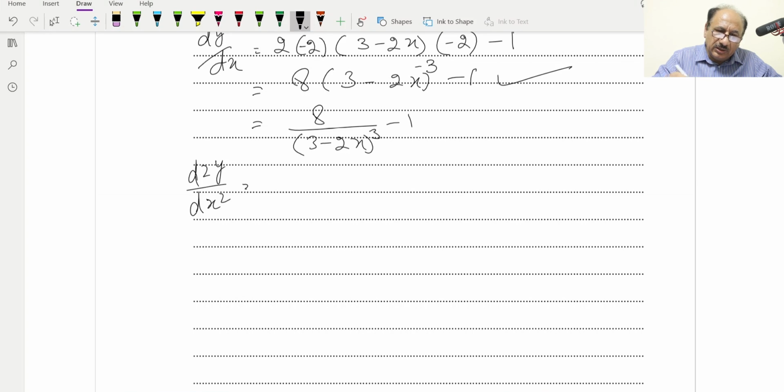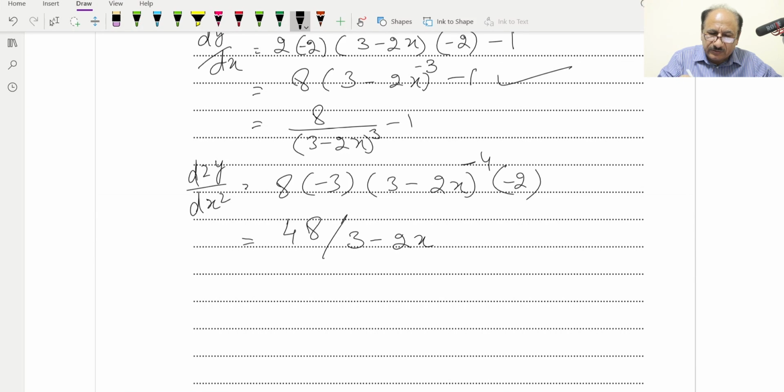So d2y over dx squared will be equal to, we take this equation and take the derivative of it. So 8 into, first we have to pull the power, so minus 3 into (3 minus 2x) raised to the power minus 3 minus 1 which is minus 4, and the constant will be 0, and into the derivative of this which is minus 2. Now we can rewrite this as 8 into 3 which is 24, minus 24 into minus 2 which is plus 48. So 48 divided by (3 minus 2x) raised to the power 4. This will be the second order derivative.